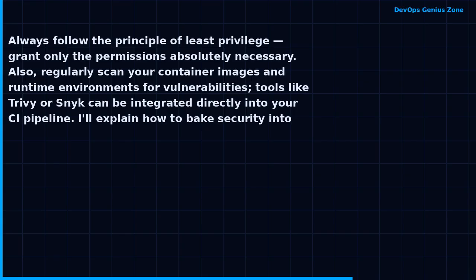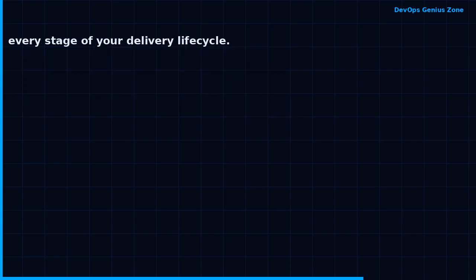Always follow the principle of least privilege, grant only the permissions absolutely necessary. Also, regularly scan your container images and runtime environments for vulnerabilities. Tools like Trivy or Snyk can be integrated directly into your CI pipeline. I'll explain how to bake security into every stage of your delivery lifecycle.